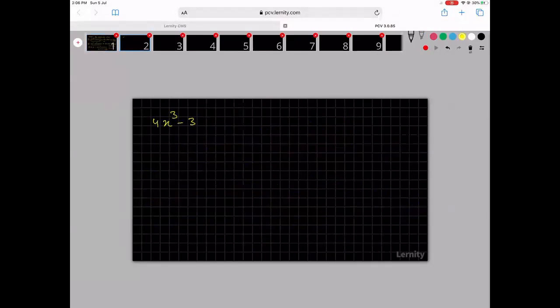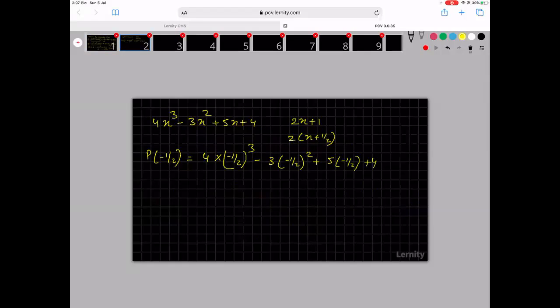4x cubed minus 3x square plus 5x plus 4 is divided by 2x plus 1. So I can say it is 2 times x plus half. So I try to find out p of minus half. So p of minus half is 4 into minus half the whole cubed, minus 3 times minus half the whole square, plus 5 times minus half, plus 4. So how much is this? This is 4 into minus 1 by 8, minus minus, so plus 3 by 4, minus 5 by 2, plus 4.